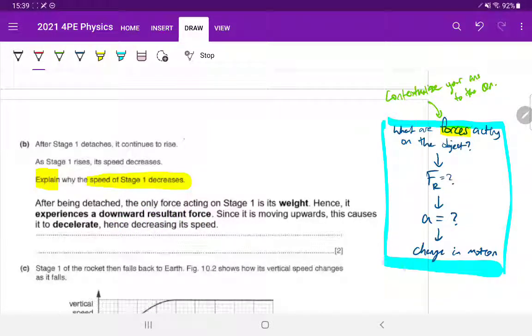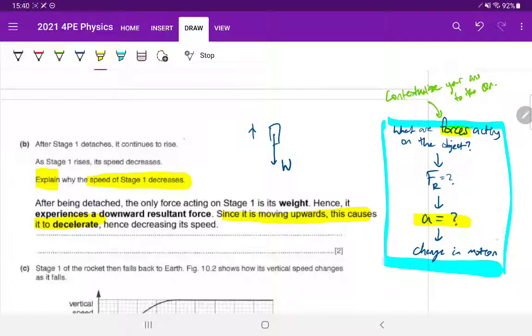A downward resultant force causes, if you're a stationary object, you accelerate downwards. But the special part of this question is that actually the object is currently moving upwards. So the object is moving upwards, but there is a force downwards only, so it is going to decelerate. Since it is moving upwards, this causes it to decelerate, hence decreasing its speed.